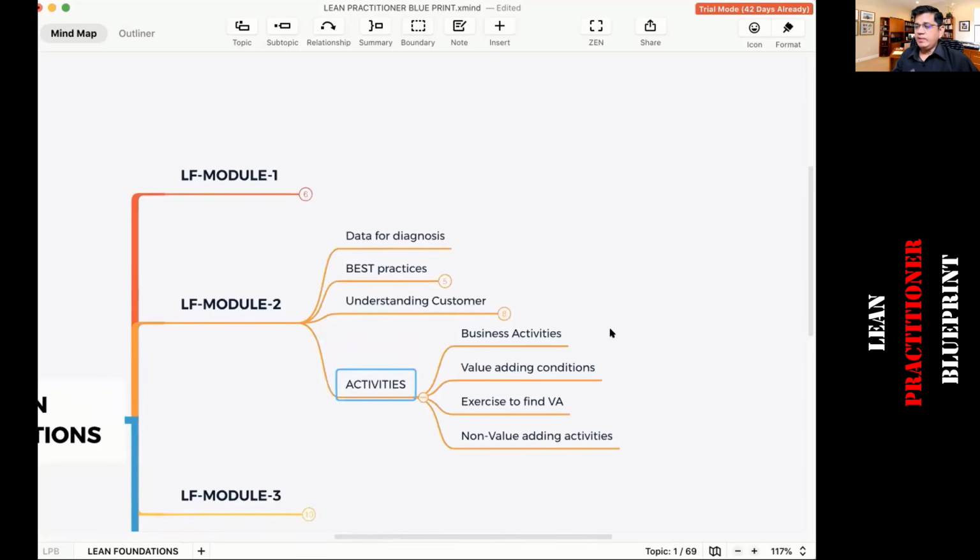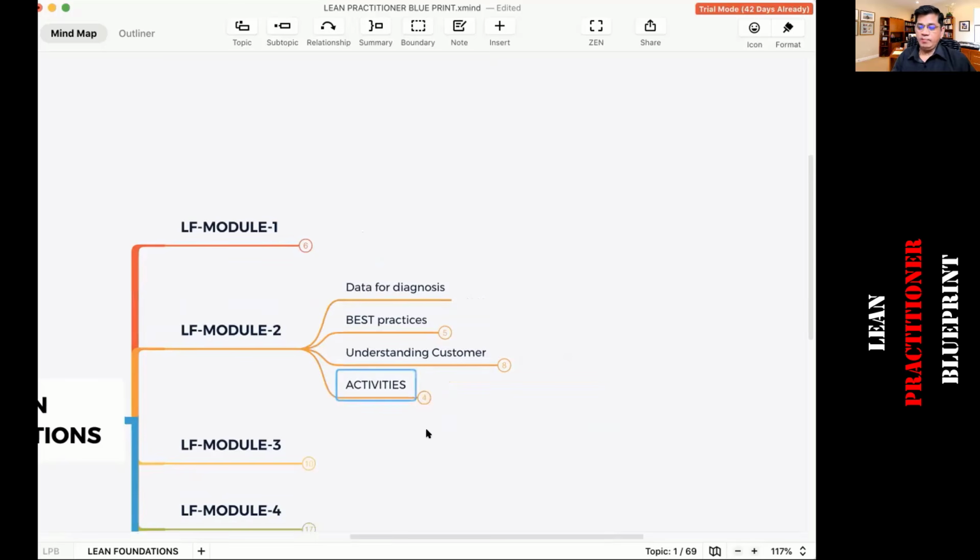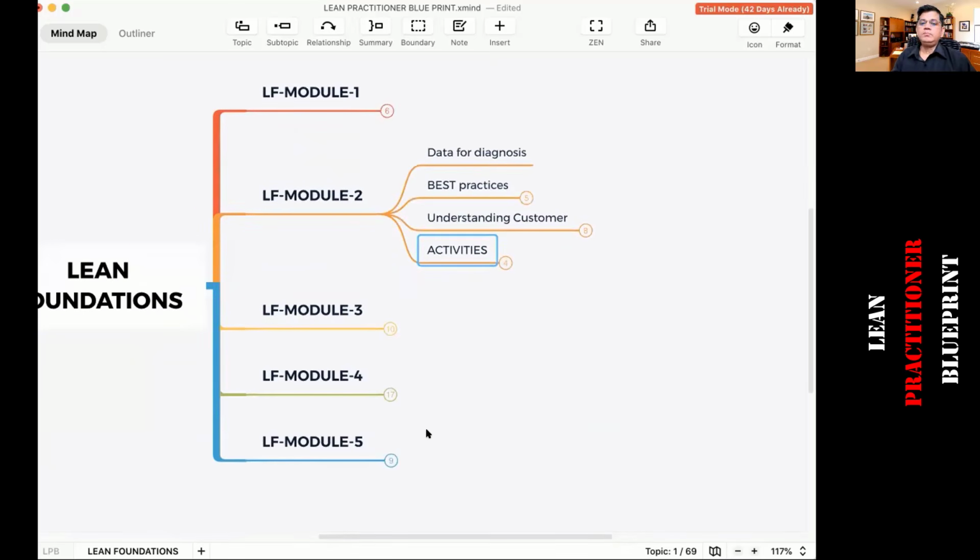And in activities, we know what is a typical business activity and what are the conditions for value adding. And last time we gave an exercise to find the value adding activities in an Excel sheet, and most of you didn't fill that. Then what are the different components of non-value adding activity? We will see that overview today also.